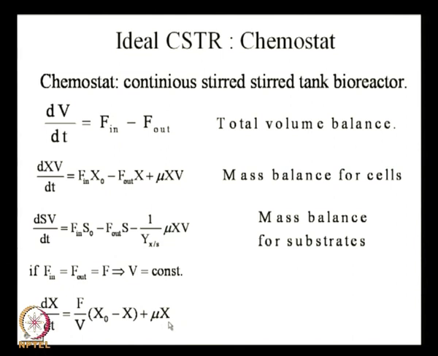It looks like a much simpler equation, and just as we said, if you want to include the death of cells, replace mu by mu hat, where mu hat is mu minus beta, beta being the specific death rate of cells. And the last thing would be the substrate balance equation: dS/dt equals F over V times (S naught minus S) minus 1 over Y times mu X, right.